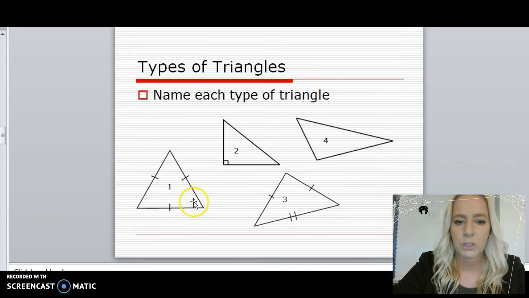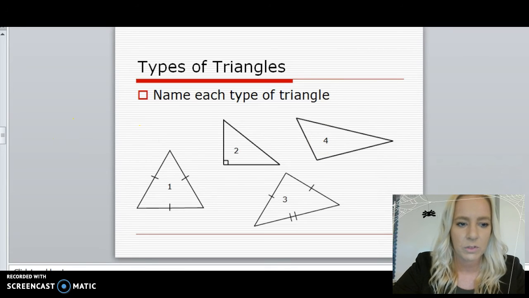So what I want you to do is look at these three triangles or four triangles and pause the video, and I want you to see on your own if you're able to identify or classify each of these triangles by their sides. No, really, pause the video. Okay, let's take a look at each of these types of triangles.